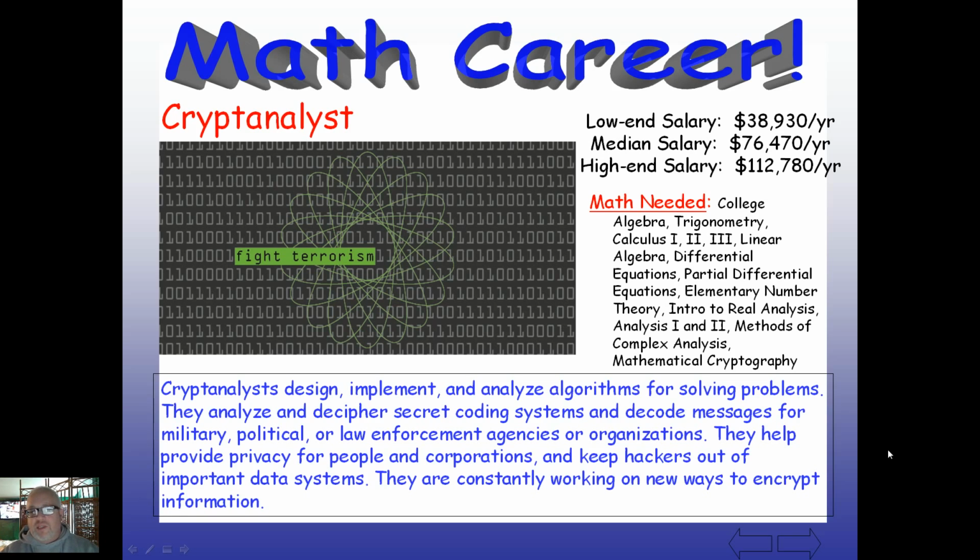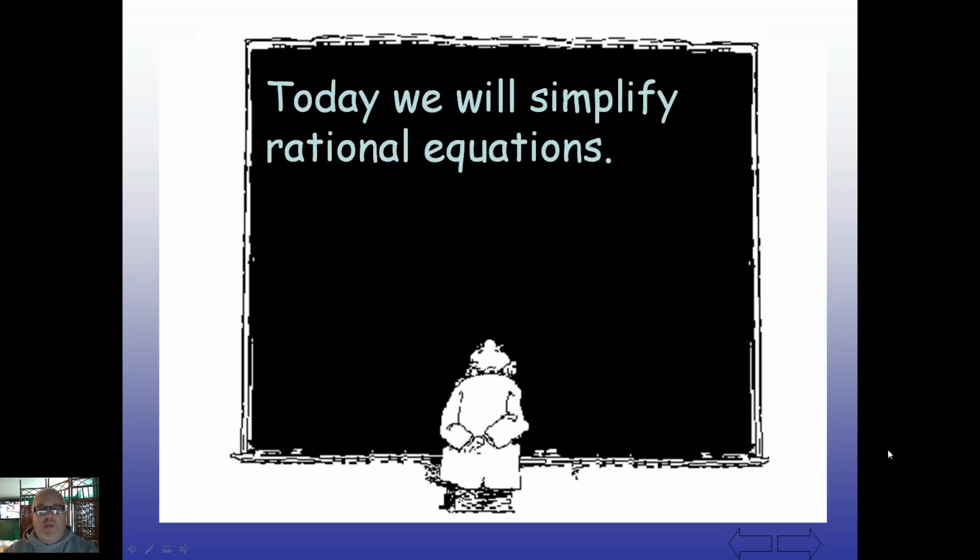As you know, there's lots of digital information flying around the planet everywhere. This is an important job, and lots of companies and organizations and governments need this skill. Lots of math there, lots of good stuff to learn and study, and a nice healthy living for you as well, and probably some pretty exciting stuff along the way. A cryptanalyst. All right. Today we will simplify rational expressions, kind of a carryover from a previous lesson.